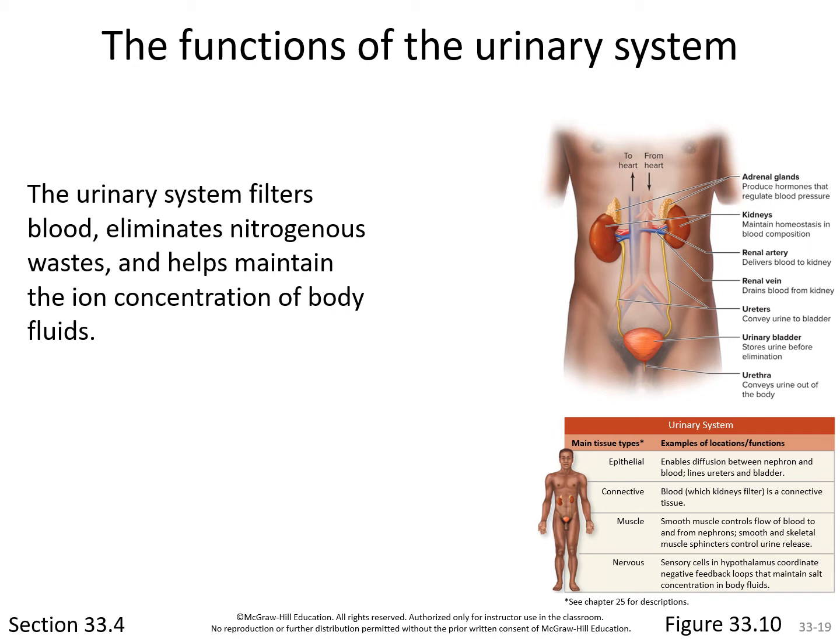Muscle tissue is involved in the urinary system because smooth muscle will actually squeeze on the ureter tubes and control the flow of urine from the kidneys to the bladder. And there's also a lot of smooth muscle in the walls of the bladder, which will control urine release. And there are also sphincters that control release of urine from the bladder into the urethra. As far as nervous tissue goes, there are cells in the hypothalamus that coordinate with the kidneys to maintain salt concentration in body fluids. And it doesn't mention this here, but there are also what are called stretch receptors in the urinary bladder that allow the brain to detect when the urinary bladder has been stretched out too much by urine.